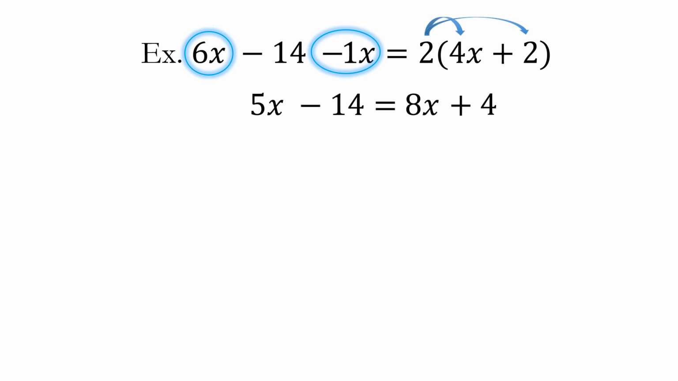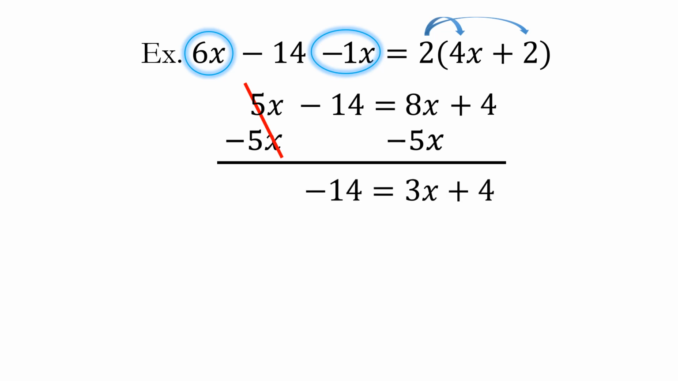Now we want to get all of the variables on the same side of the equation. 5x subtract 14 equals 8x plus 4. 5x compared to 8x is smaller, so we have to do the opposite of positive 5x, which is negative, or subtracting. Positive 5x and negative 5x cancel, and we'll subtract 5x from 8x. We'll bring down negative 14. 8x subtract 5x equals 3x, and then we'll bring down plus 4.